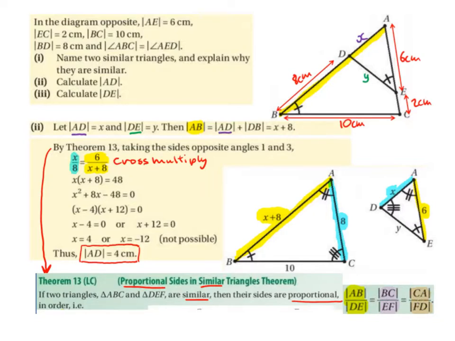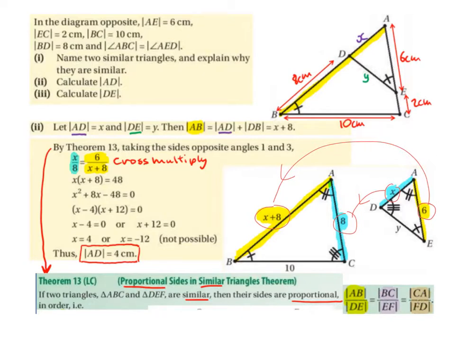So we are going to create fractions with our corresponding sides. So we're going to have x over 8, because those two sides are corresponding with each other. So x over 8 is equal to 6 over x plus 8, because these two sides are corresponding with each other. So we have x over 8 is equal to 6 over x plus 8.